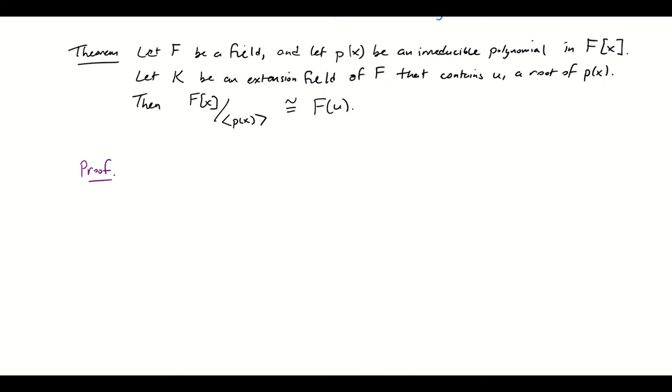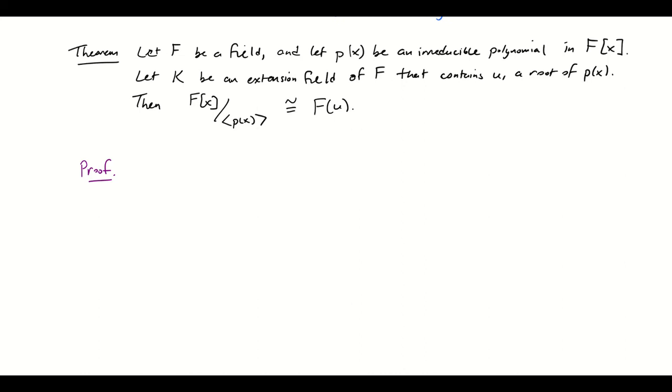All right, so here's how the game's going to work. We're going to try to use the first isomorphism theorem, meaning that we're going to build a homomorphism from F adjoin x to, well, not exactly F adjoin U, although it will end up being a homomorphism into F adjoin U, but we're going to just start by defining a homomorphism into K, because what we're going to define will definitely be a homomorphism into K.